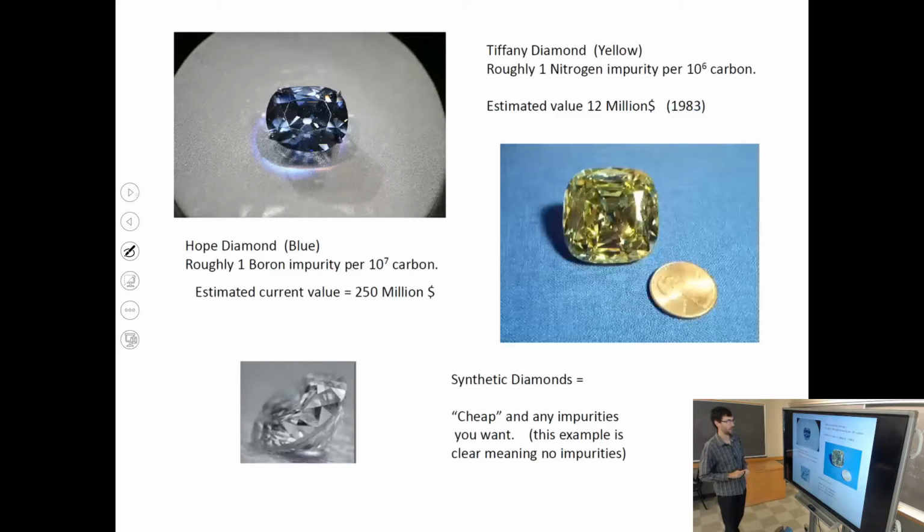Now, this is a bit about impurities. A remarkable demonstration of impurities giving color to crystals is these famous diamonds, which are, for example, this one is extremely valuable as a Tiffany diamond, which is famous for its yellowish color. Well, this is nothing more than one nitrogen impurity per million carbon atoms in the diamond structure. So it's just not a perfectly pure diamond crystal.